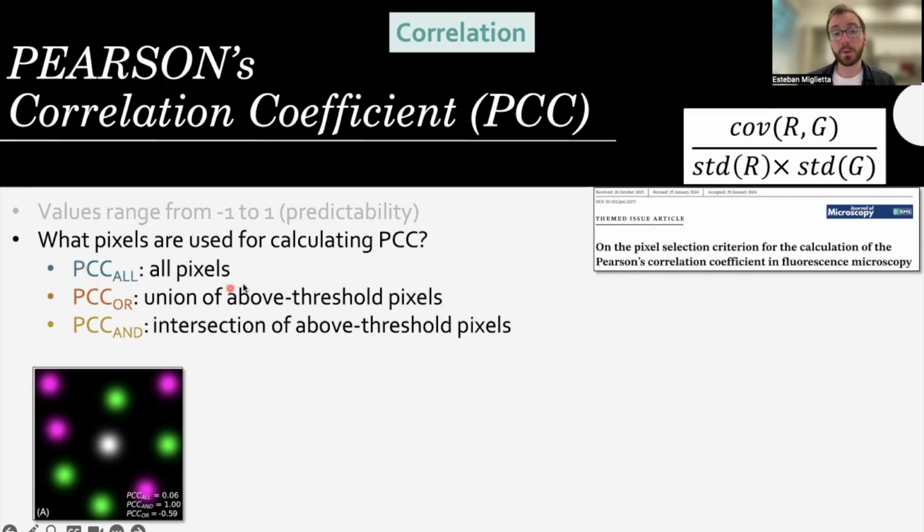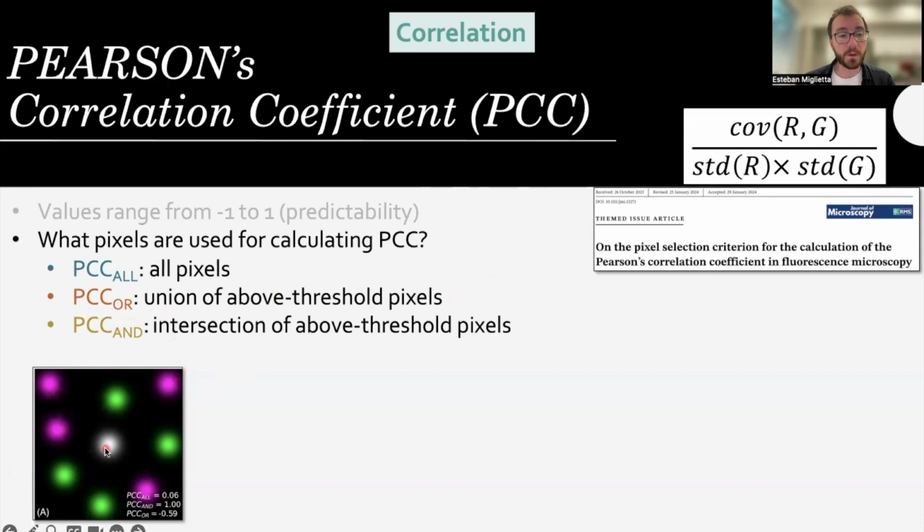PCC all, in which the coefficient is measured for each and every pixel of the whole image. PCC or, in which we only take into account pixels that are either green or red, or here represented in magenta. And finally, PCC and, which is only measuring in the intersection of those pixels.